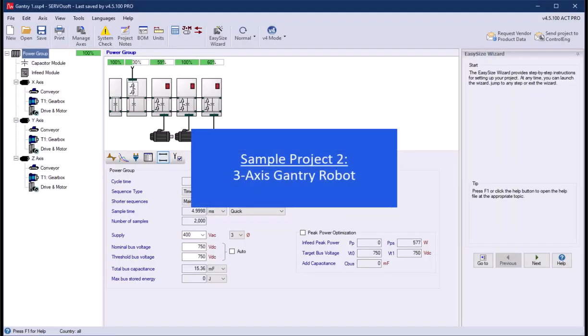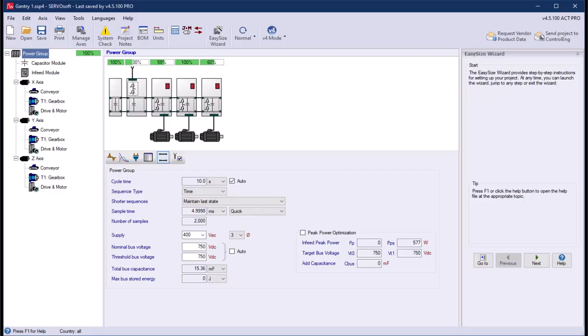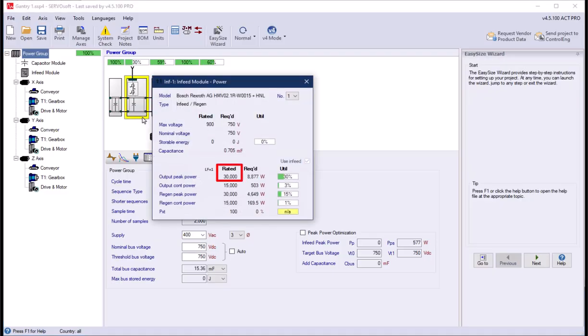Now let's take a look at a second project. A 3-axis gantry robot is not a typical application for the supply peak power optimization feature. However, this example demonstrates how to apply the same approach to a range of applications to reduce the peak power, even if it is not able to achieve a low constant supply power. In this 3-axis gantry robot example, the Infeed module rated peak bus power is 30 kilowatts and requires 9 kilowatts of peak power from the mains.